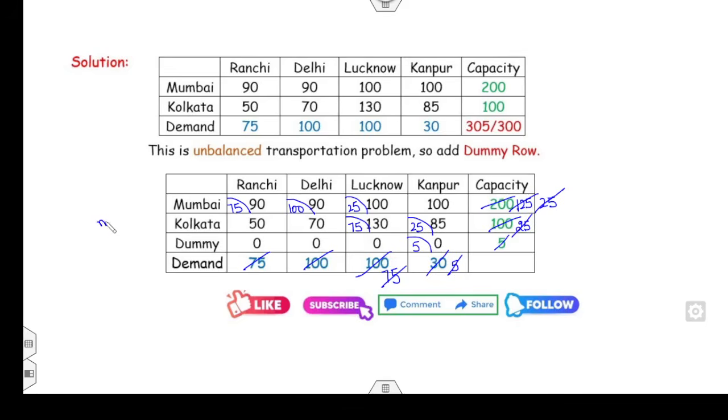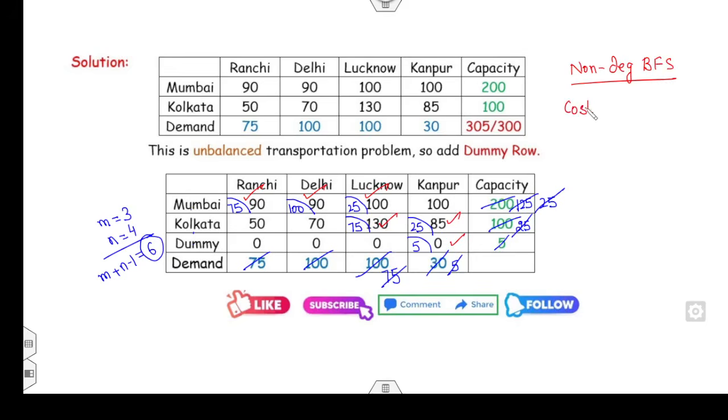Fine. So number of the allocations. M is 3, there are 3 rows. Number of the columns are 4. So m plus n minus 1 will be 6. So you have the 6 allocations. Yes, 1, 2, 3, 4, 5, 6. So yes, you will get the non-degenerate BFS solution.